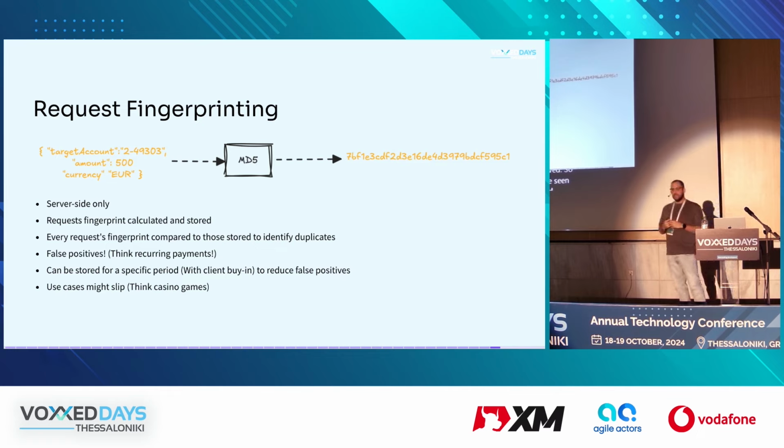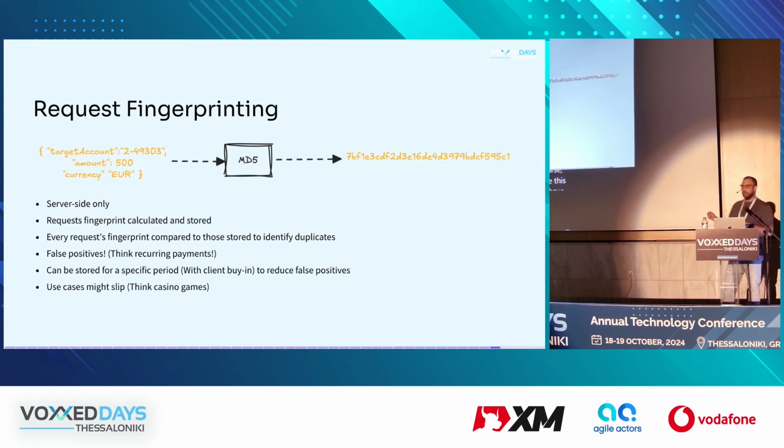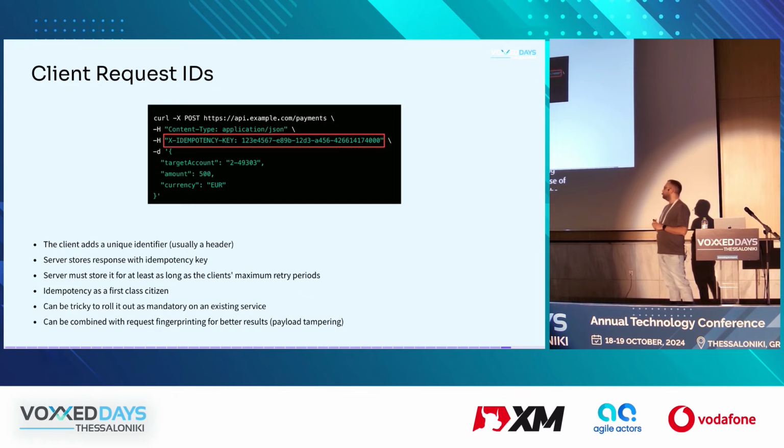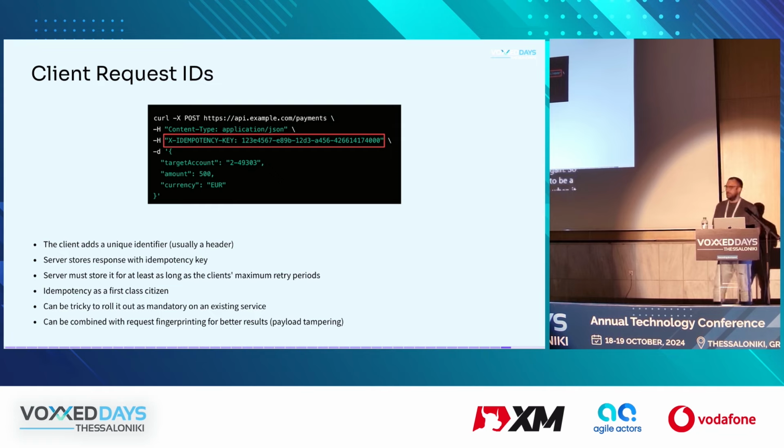Of course, there will be some cases where this won't make much sense, if we have recurring payments, or if we think of the cases of casino games where essentially we have the same payload over and over again. So in these cases, it makes sense to be a bit more deliberate when it comes to your idempotency, and you need to involve the client as well. So this is where client request IDs come in handy.